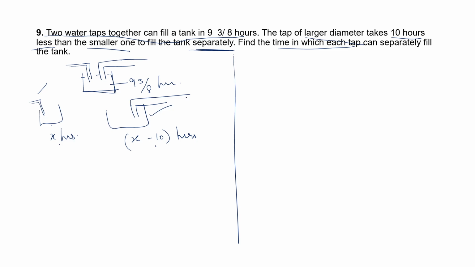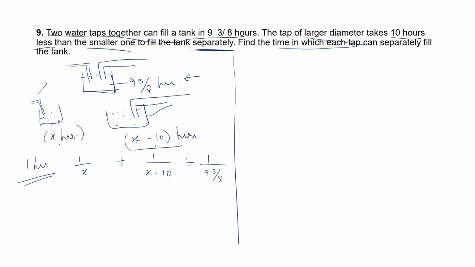Suppose x hours it fills this fully, x minus 10 it fills this fully, and if both fill, it is 9 3/8. So what will we take? Suppose in 1 hour, how much will this fill? It will fill 1 by x, this will fill 1 by x minus 10, and in 1 hour both together will fill 1 by 9 3/8. So this plus this will fill the tank totally.